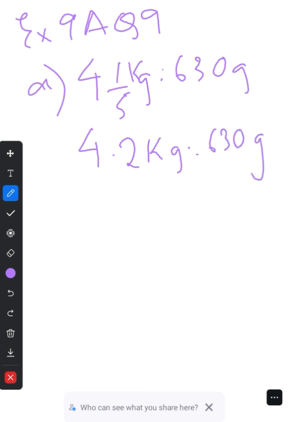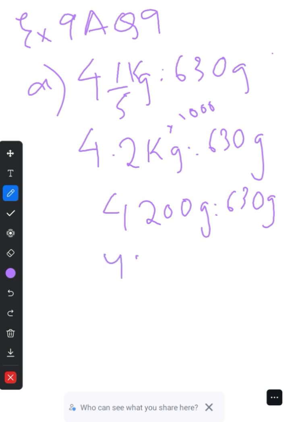Now let's convert this kg into grams by multiplying it with 1,000. Now it is 4200 grams ratio 630 grams. We will be removing the 0 by dividing by 10, right? So 420 grams ratio 63. Writing it down for you all as well. Divide by 10. 420 ratio 63.